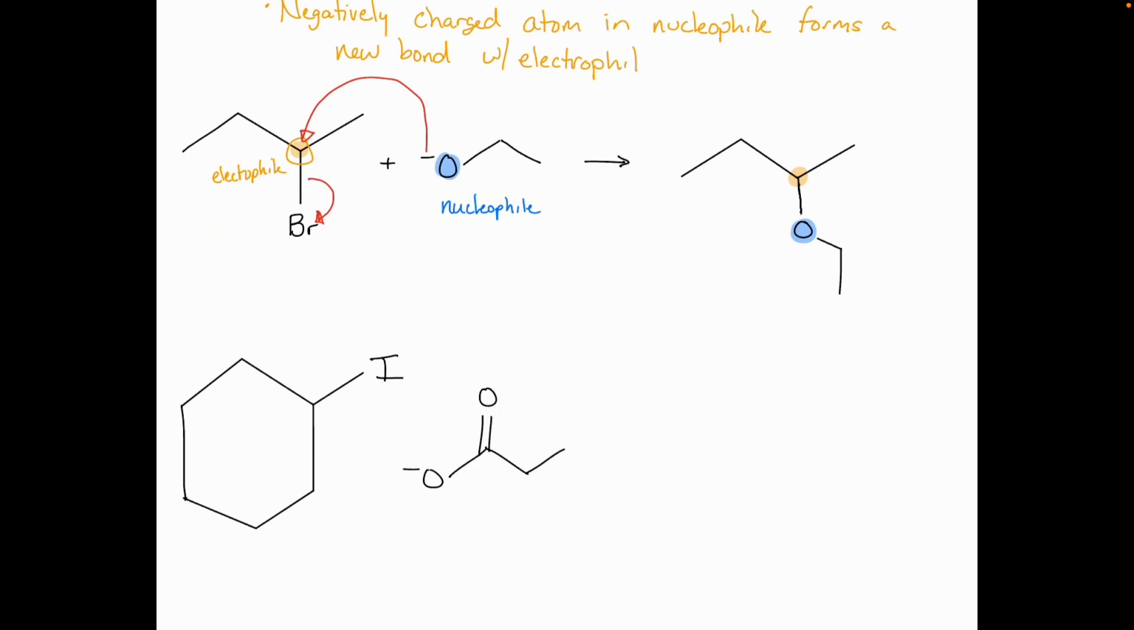All right, so again, I just need to identify what my new bond's going to be. It's going to be between this negatively charged oxygen, my nucleophile, and my electrophile, the carbon at the base of that halogen. That's what my new bond's going to be.